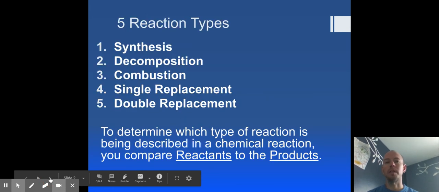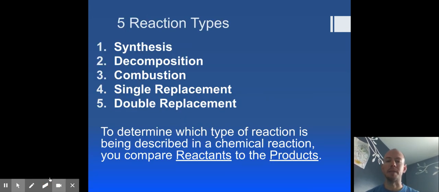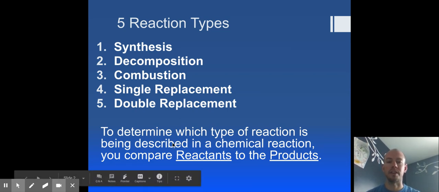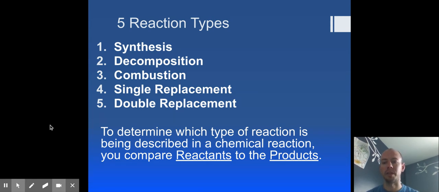So when we're looking at reactions, there are 5 basic types of reactions. There are more that exist in the universe, and different ways that you can put these together, but these are the 5 that we're going to learn about. Synthesis, sometimes referred to as combination, decomposition, combustion, and single and double replacement. To figure out which type it is, we look at what reactants we have, what products we have, and how those are different. We'll define each of these, do some examples, then get into balancing.